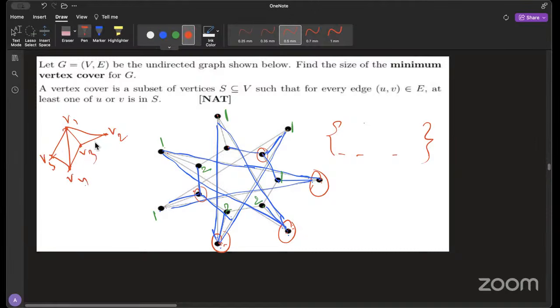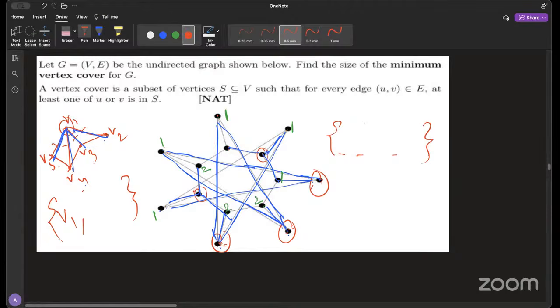The first vertex that will come to anyone's mind would be this vertex, because it is covering the most number of edges, right? This one, this one, this one, this one. So the first instinct would be to put V1 in your vertex cover. Now these edges are covered. The remaining ones are this one, this one, this one. Which out of these is covering the maximum number of edges? So your next option should be either V4 or V3, right?